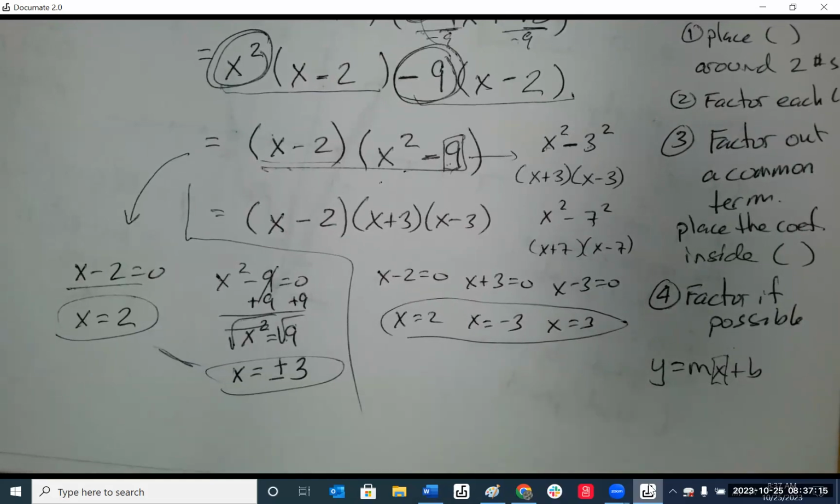Again, there's a lot of stuff. There are a lot of procedures, a lot of things that you have to memorize from chapter 3 and chapter 4 in order to solve these equations.